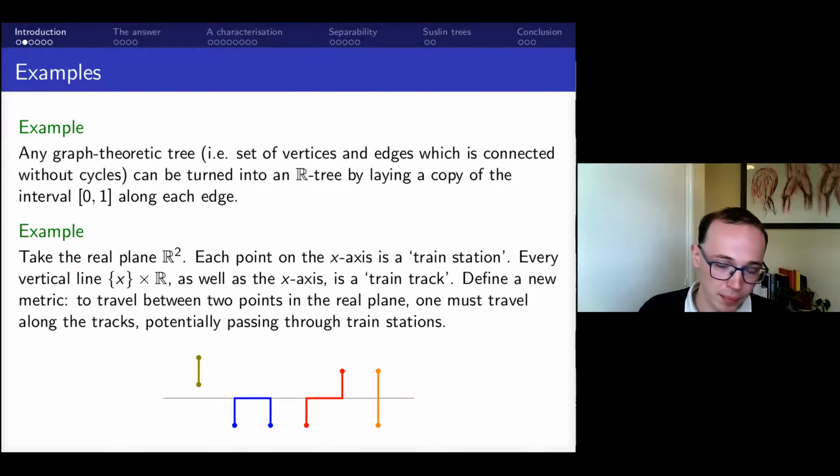So what we do is we take the real plane and we designate each point along the x-axis as a train station. And then every vertical line, as well as the x-axis, as a train track. And then we can use this to define a new metric where if you want to travel between any two points, you have to travel along the train tracks, potentially passing through the stations. So the distance between any two points is the distance traveled when restricted to these train tracks. And then once we give it this metric, the real plane does indeed become an R-tree. And the way to think about it is that it's one long line, i.e. the x-axis, and every point along the x-axis is a branching of degree 4.